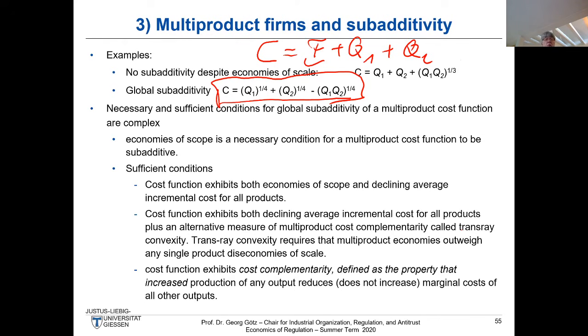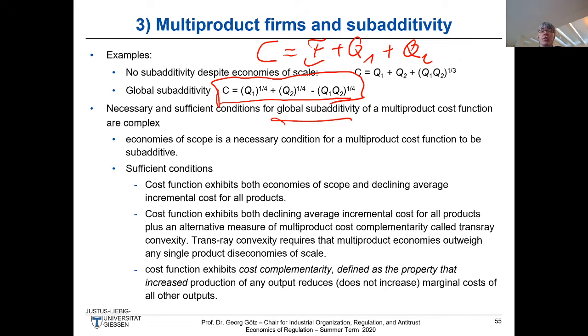Okay, so now the point is, first of all, you should be able to determine, if you get such a cost function, whether there are economies of scale and whether there are economies of scope. The next question then, of course, is under what circumstance do we get global subadditivity, meaning that we really should produce all these products where we have some economies of scope in a single company from a technical point of view. Always only from a technical point of view, would production costs be lower if we produce it in a single company. And this is rather complex.